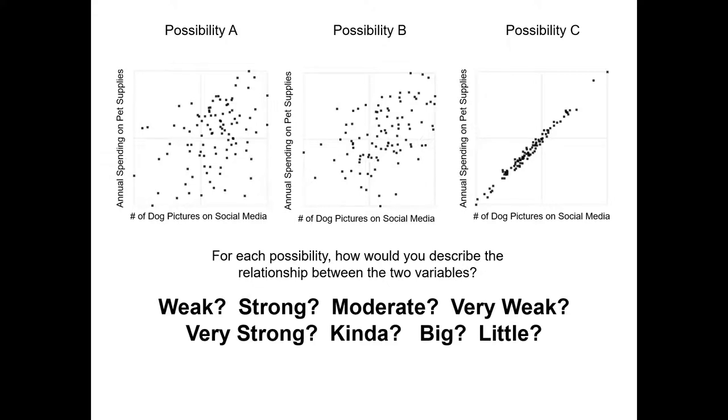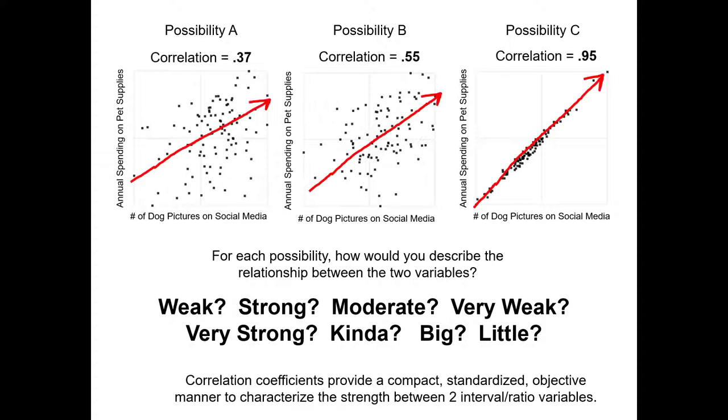Would you use words like weak or strong? Would it depend on which of the possibilities that you're looking at? Would you maybe consider the one on the far right-hand side, possibility C, very strong? What we need here is some sort of compact, standardized, objective manner to characterize the strength of the relationship between two interval or ratio level variables.